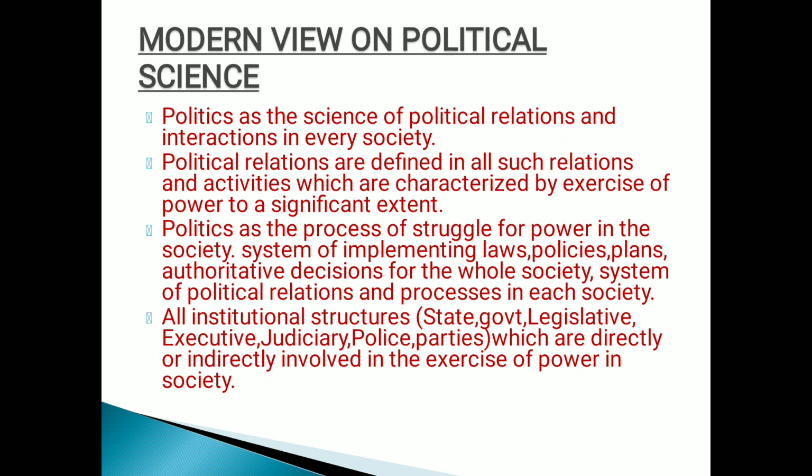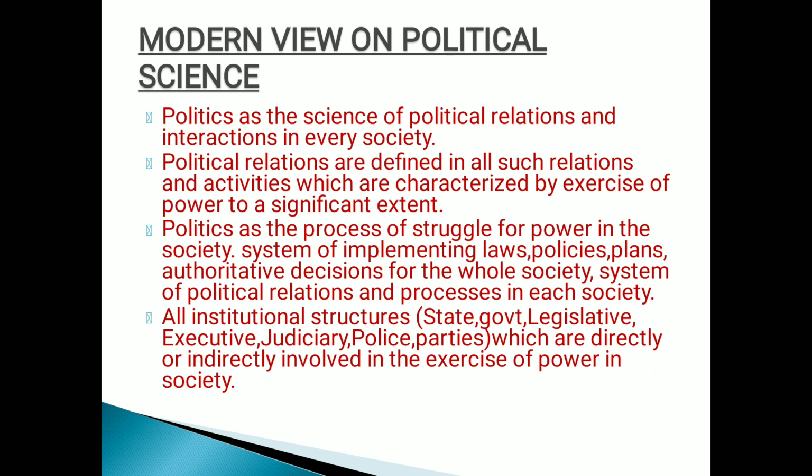Now let's move on to the modern meaning of political science. Now, what is the modern meaning? Several modern political scientists prefer to use the term politics instead of political science. Right? They're not using political science, they're using politics in place of political science now. They define politics as the science of political relations and interactions in every society. Politically, how are they related and interacting with each other? And politically means government or public affairs of the country. I've already explained this. Now, political relations are defined as all such relations and activity which are characterized by the exercise of power to a significant extent.